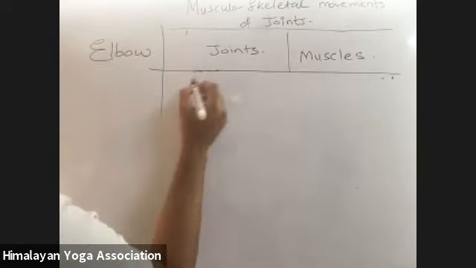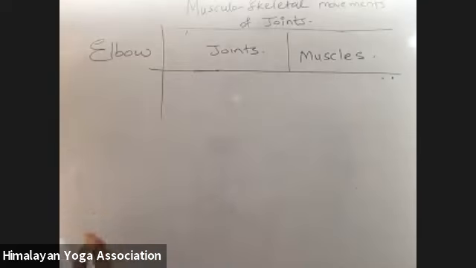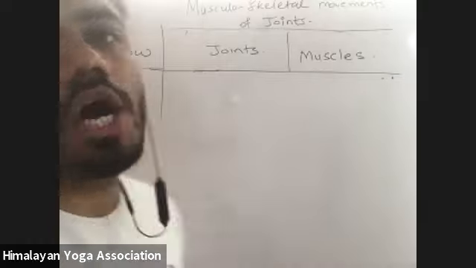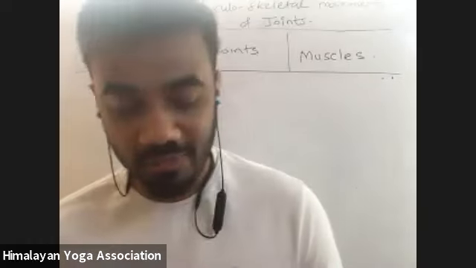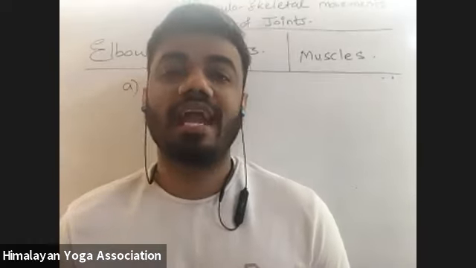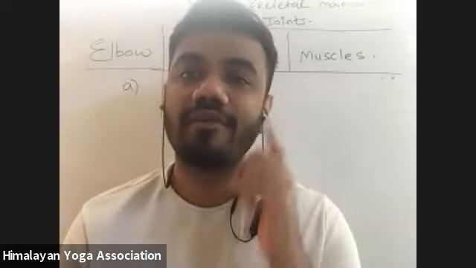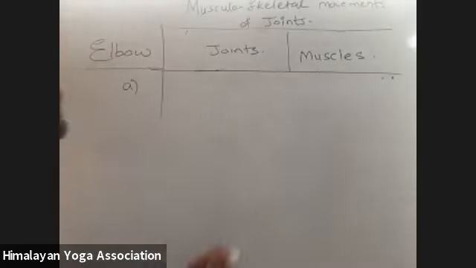Now we will see about the elbow. For the elbow, what are the movements and how many movements can our elbow make? Extension, flexion. So we have the flexion and extension movement of our elbow.